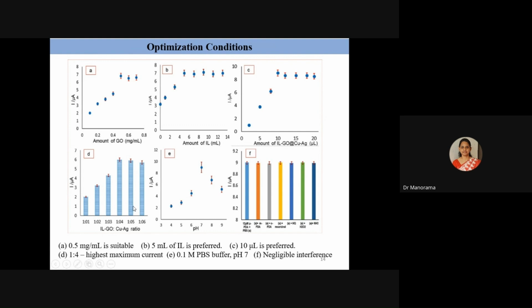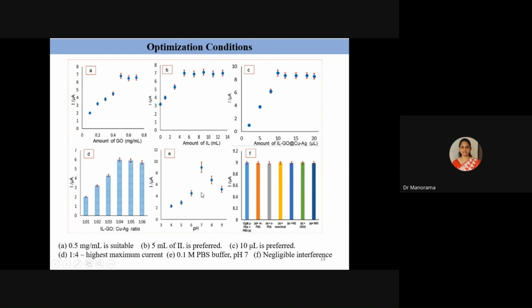We have also looked at the ratio during the preparation of the nanocomposite, what the ratio should be of the ionic liquid functionalized GO and the CuAg bimetallic nanoparticles. Here we have taken different ratios and optimized, and the 1:4 ratio gives the maximum current. So in preparing the nanocomposite, we have taken the 1:4 ratio of ILGO and CuAg bimetallic nanoparticles.